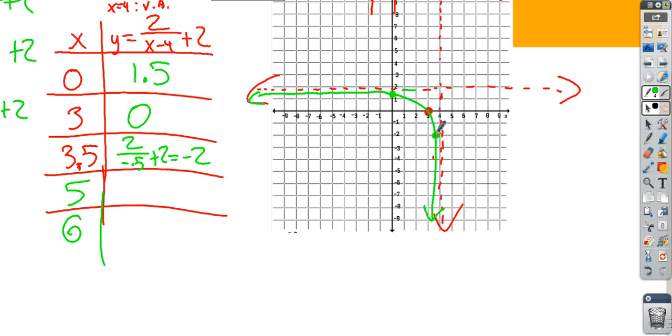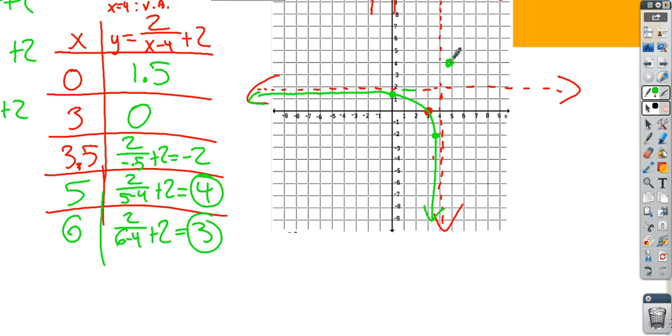So that's pretty much already on our graph. We didn't have to do that. All right, if we plug in 5, we're going to have 2 over 5 minus 4 plus 2, and that's going to equal 4. And then we have 2 over 6 minus 4 plus 2, and that's going to equal 3. So 5, 4, and 6, 3 are also on our graph.